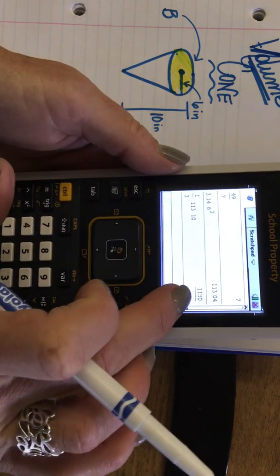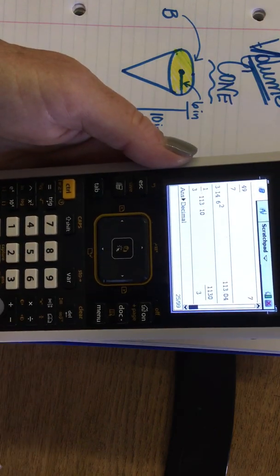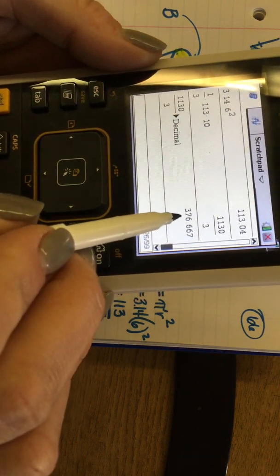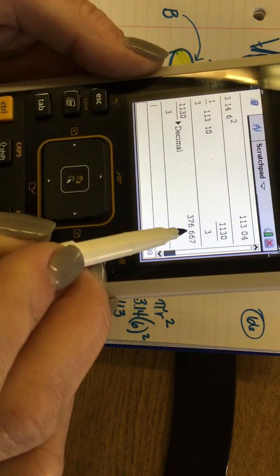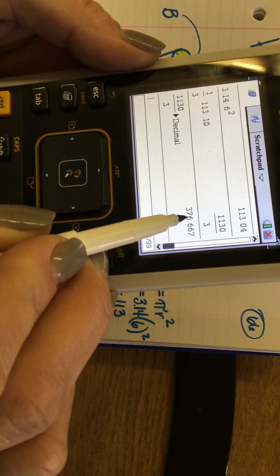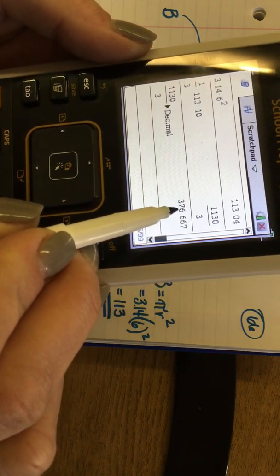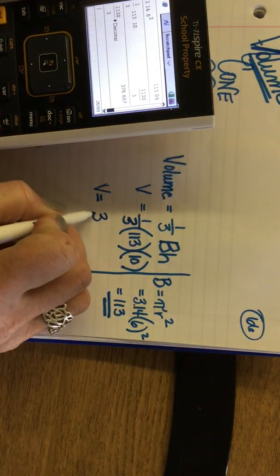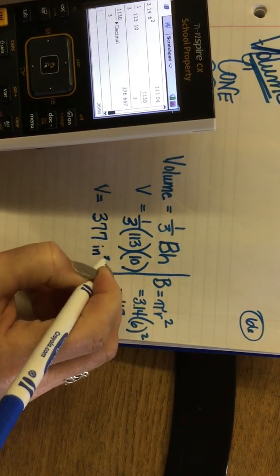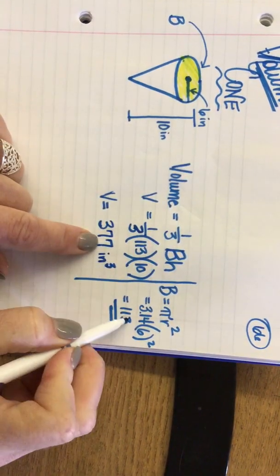And menu, because remember when you have a fraction, I need to do menu to 1, which is, and if you notice, it's 376, but I'm going to keep my numbers easy. If I have a 6 here and I'm wanting to round to the ones, if this number is greater than 5, then I move this number up 1. So 377 inches cubed.